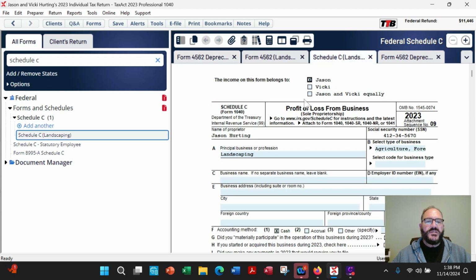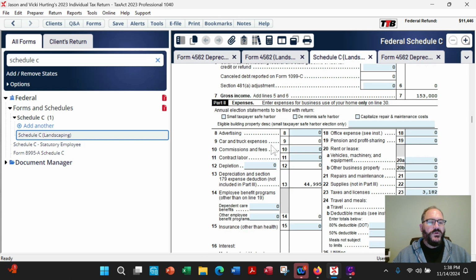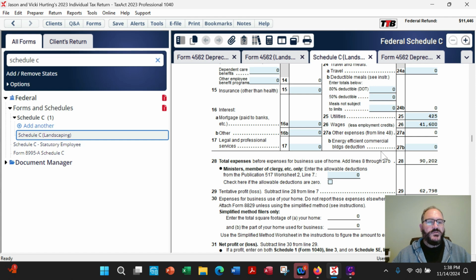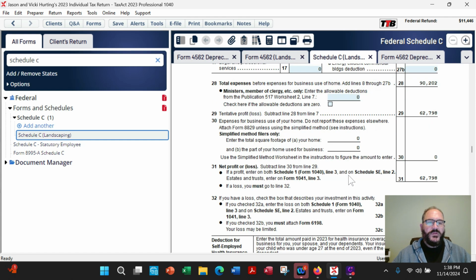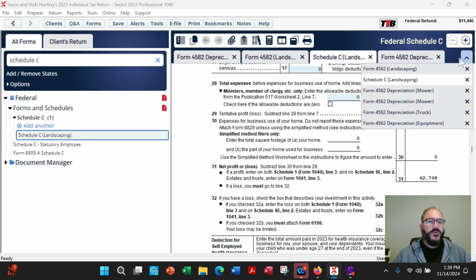So now here's our Schedule C all done, right? And so here's our total expenses. There's our tentative profit right there. And then notice this profit's going to go over to Schedule 1 and then Schedule SE. So again, what's happening here, this basically is doing all this for us. Additionally, there's some other items here as well. So let's go take a look at the return.